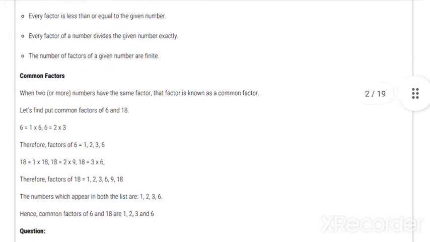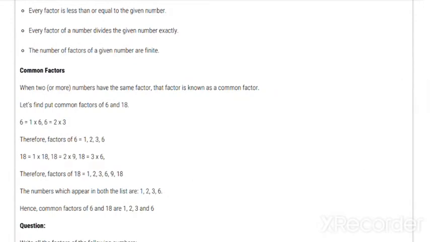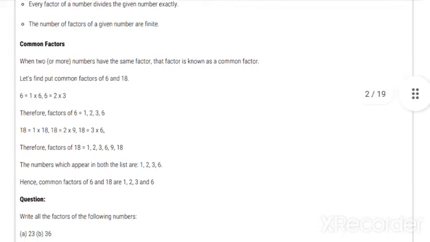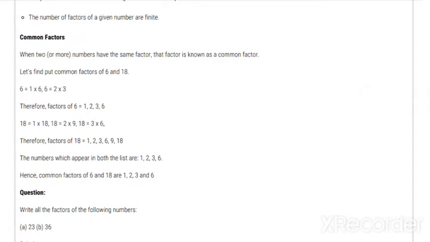Now next topic, common factors. When two or more numbers have the same factor, that factor is known as a common factor. For example, let us find out the common factors of 6 and 18. So children, 6 is equal to 1 into 6 and 6 is equal to 2 into 3. Therefore, factors of 6 are 1, 2, 3, 6. Similarly, find the factors of 18, that is 1, 2, 3, 6, 9 and 18. So children, the numbers which appear in both lists are 1, 2, 3 and 6. Therefore, common factors of 6 and 18 are 1, 2, 3 and 6.